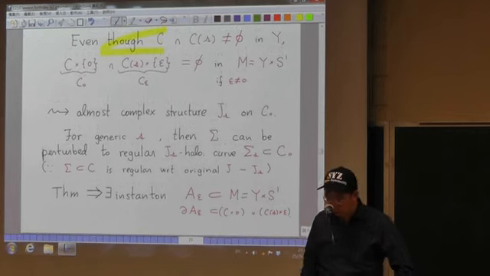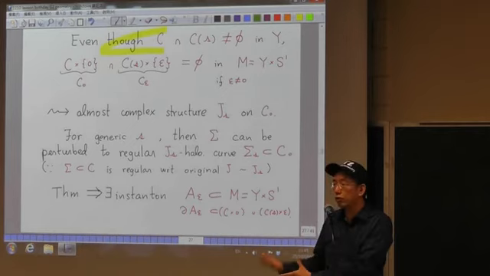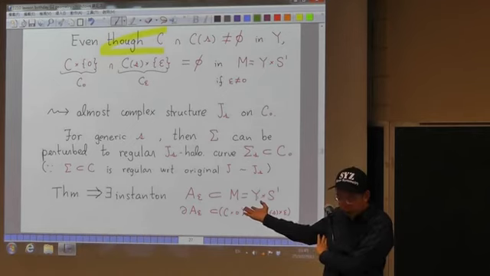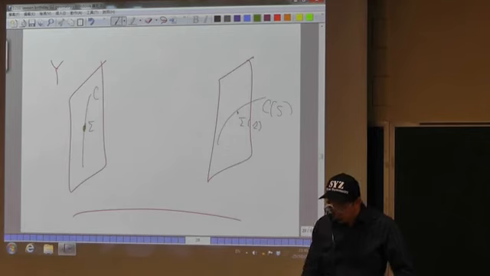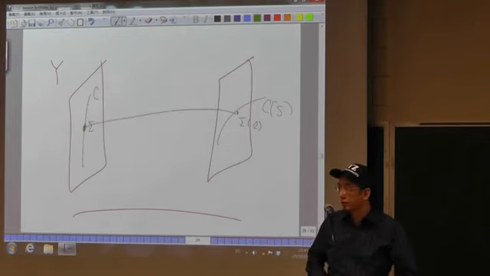So therefore, if you move to a generic JS, because it's regular, all the sigma will also perturb along. This is the picture that I drew a moment ago. Then our result will tell us that along those directions, you can find this instanton going through one through the other.